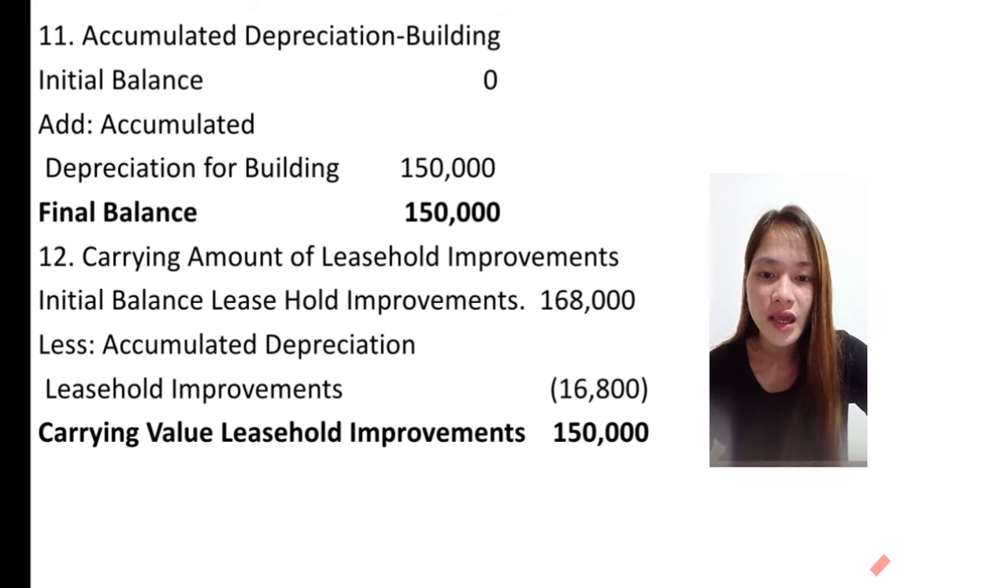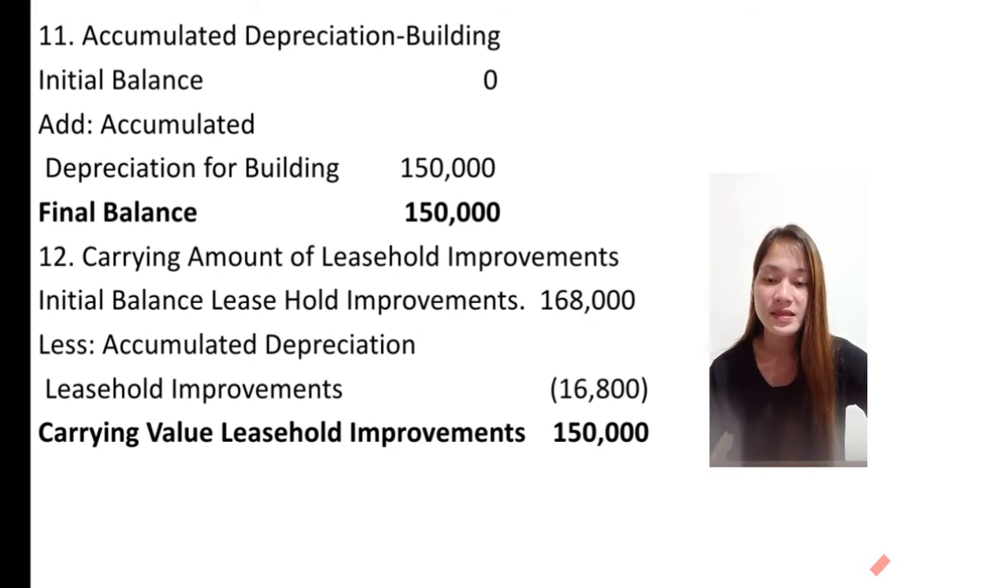Number 12, carrying amount of leasehold improvements. So the initial balance is 168,000 pesos, subtracted by the accumulated depreciation leasehold improvements 16,800. So the carrying value of leasehold improvements is 150,000 pesos.